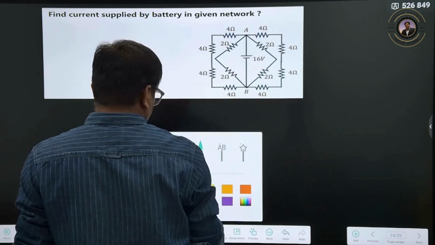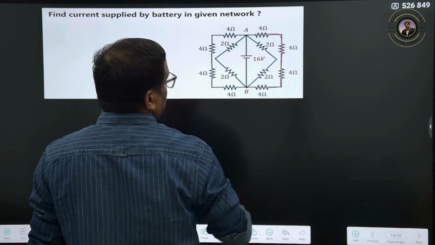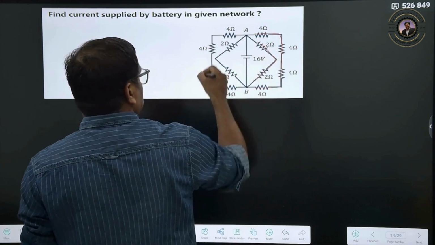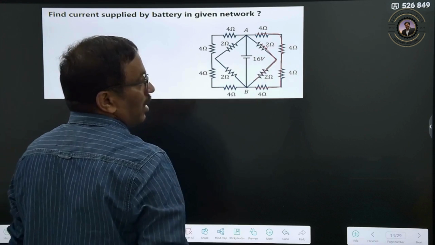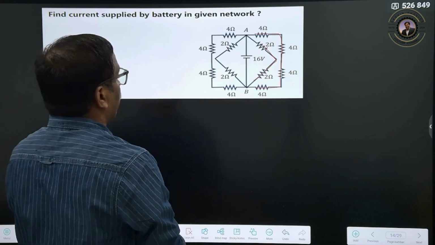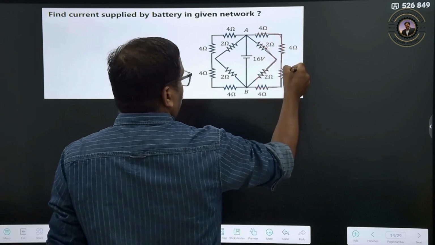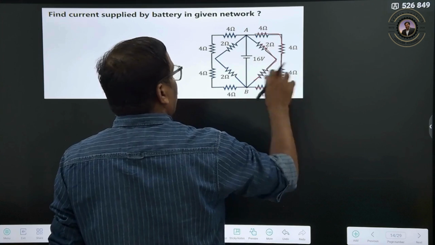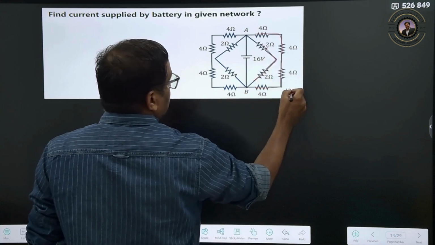So this part, these are in series, and these two are also series and parallel. So this part is in series, this part is in series and parallel, and both parallels are connected to the battery here. Clear? Now how many are there? This is 4, this is 4, 4, 4. Therefore this part is nothing but 4 into 4, therefore 16 ohms.